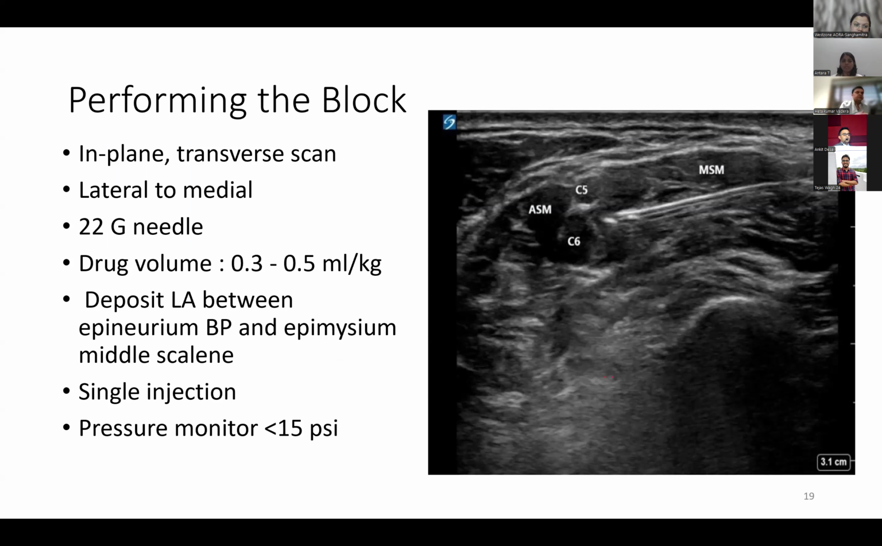While performing the block, we introduce the needle in the transverse scan, in-plane approach, from lateral to medial direction. We use a 22 gauge needle. The drug volume used is around 0.3 to 0.5 ml per kg. We try to deposit the local anesthetic between the epineurium of the brachial plexus and the epimysium of the middle scalene. A single injection is sufficient in this block. If we are using a pressure monitor, we have to keep the opening pressures below 15 psi.